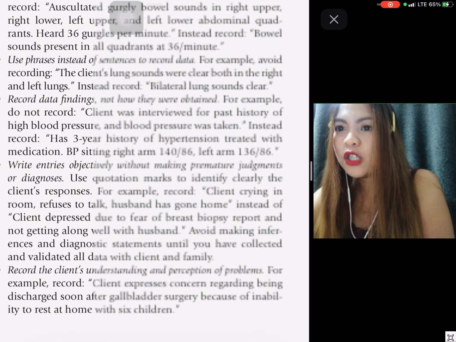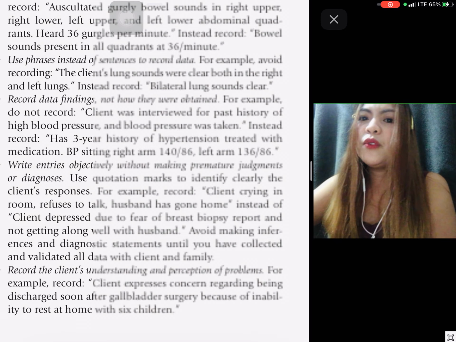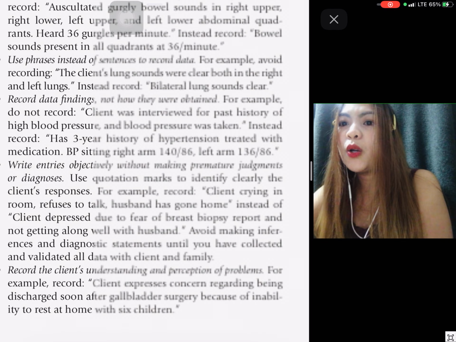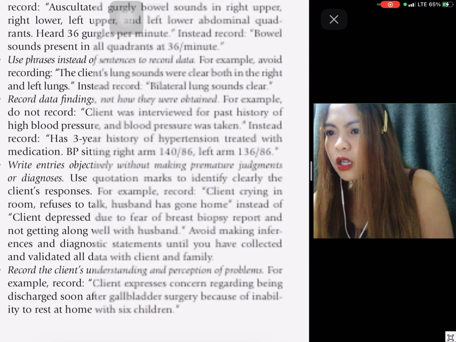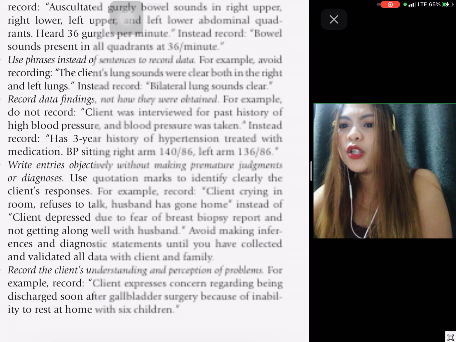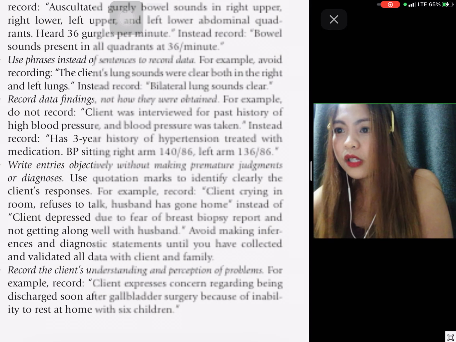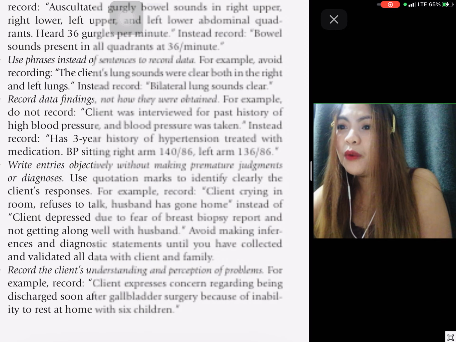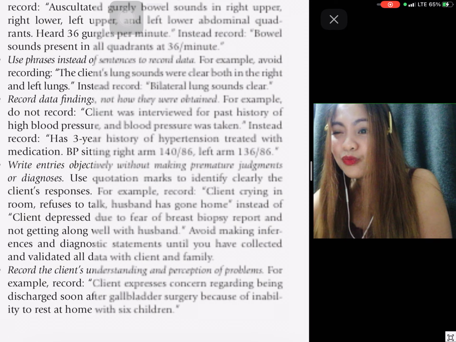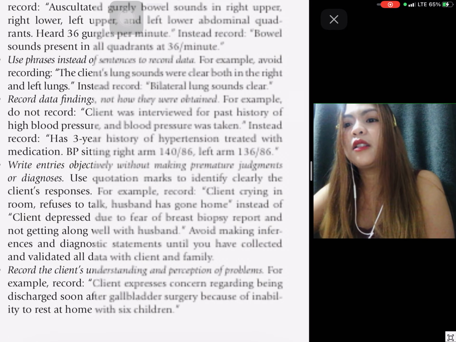So, you also have to write entries objectively without making premature judgment or diagnosis. So, bawal kang magbigay agad ng mga premature na hindi ka pa nga sure. So, use quotation marks to identify clearly the client's response. For example, client crying in room, refuses to talk, husband has gone home, instead of client depressed due to fear of breast biopsy report and not getting along well with husband. So, bawal tayo mag-assume. Avoid making inferences and diagnostic statements until you have collected and validated all data with clients and family.